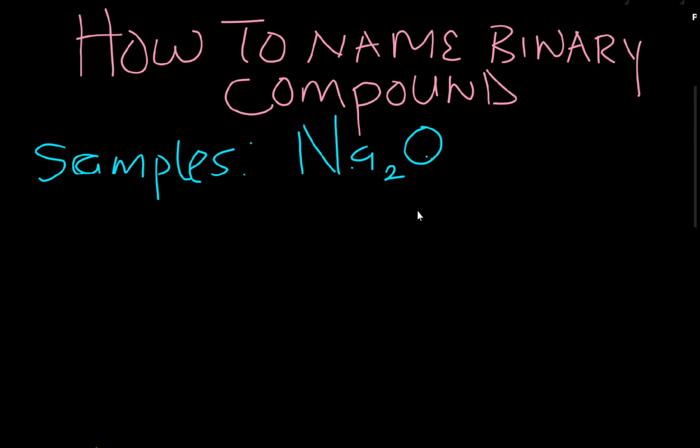So in order to name this, the first thing to do is to write out the name here. So Na is sodium. I'm just going to write sodium out, IUM.